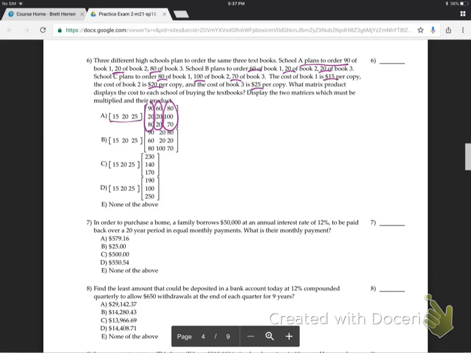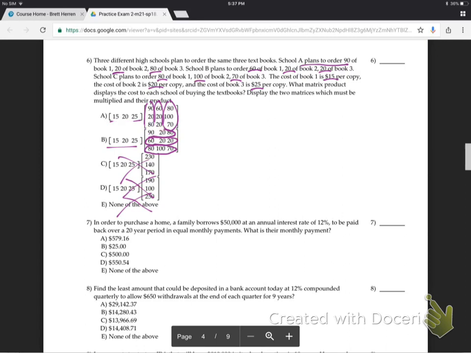But also, B looks good. They just, instead of 90, 20, 80, put the 90, 20, 80 sideways. Then the 60, 20, 20 sideways, and the 80, 170 sideways. And this is the same. Well, how do you know if it's A? C and D don't have all the numbers, so they're not right. So it's either A or B that have all the numbers.